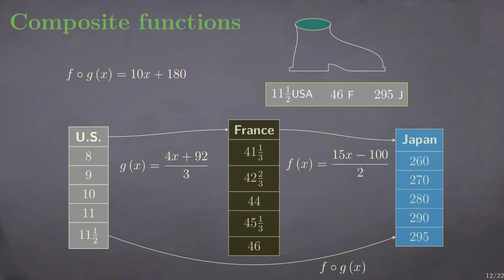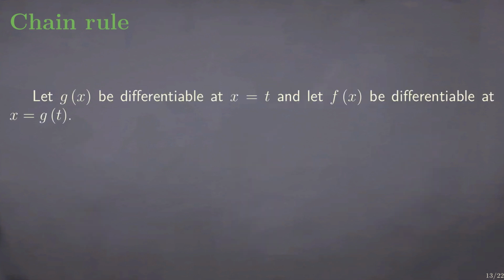Okay, so that is for the composite functions and why we care about them. Now let's take a look at how we can take the derivative of a composite function. This is called the chain rule, meaning that if g is differentiable at x equal t and f is differentiable at x equal g(t), then the derivative of f round g is actually the product between the derivative of f evaluated at g(t) times the derivative of g evaluated at t. That is called the chain rule. Okay, so this is the formula depicting the rule.